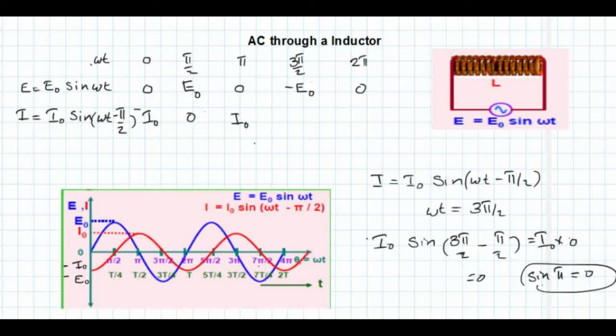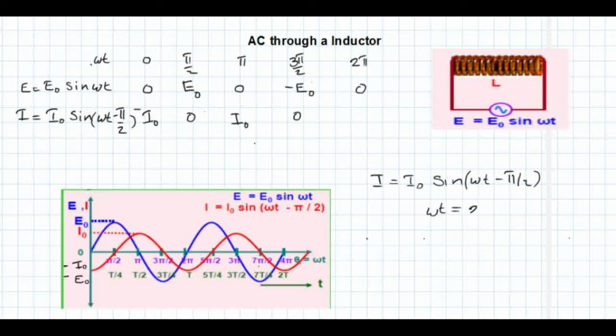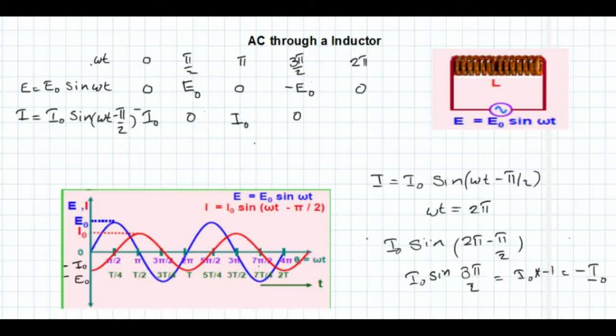Because 3 pi by 2 minus pi by 2 is equal to pi, right? And sine pi is equal to 0. That is the reason. Then finally it is 2 pi. Then 2 pi minus pi by 2 is 3 pi by 2. That is sine 270, which is minus 1, or minus 1 into I0 is minus I0. So for omega t equal to 2 pi, the current I is equal to minus I0.